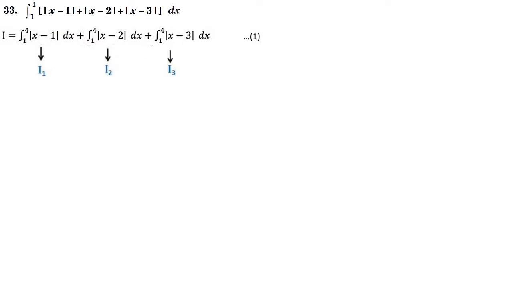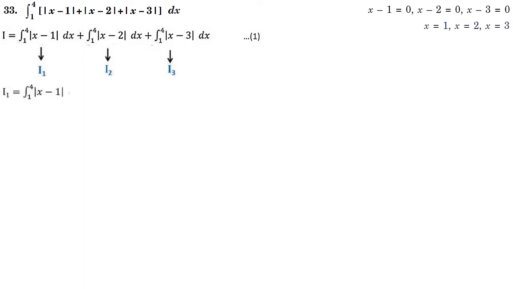Now we have done this modulus functions integration before also, by splitting the limits. Before that, let's take these functions x minus 1, x minus 2, x minus 3 and equate with 0, and we will find out the breaking points. X minus 1, x minus 2, x minus 3 equating with 0 means we will be getting x is equal to 1, x is equal to 2, and x is equal to 3.